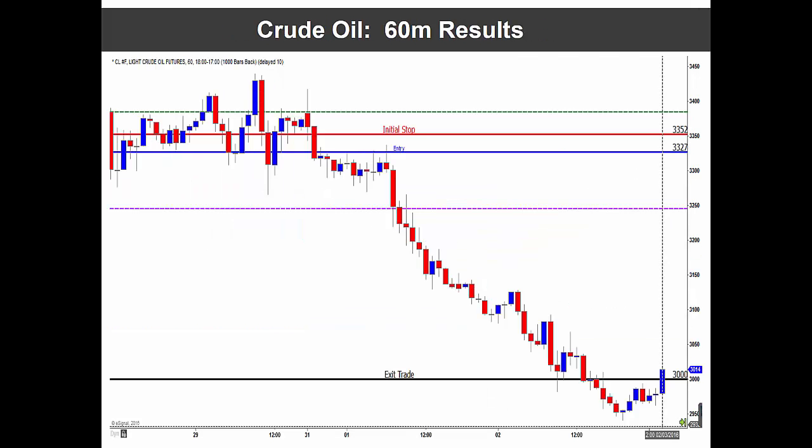So let's move forward, and let me show you the results here. You could see the results of what happened. We basically entered here at $33.27, where we shorted crude oil on the 60-minute. Our stop was $33.52.